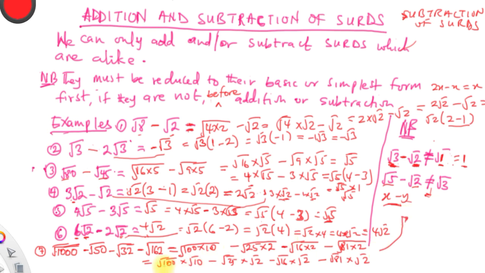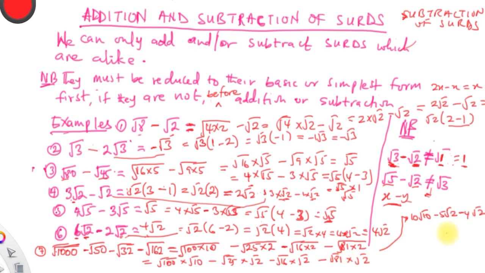So what is this? The square root of 100 is 10. So we get 10 times the square root of 10, which is 10 root 10. Then the square root of 25 is 5, so minus 5 times the square root of 2, which is 5 root 2. And the square root of 16 is 4, so we get minus 4 times the square root of 2, minus 4 root 2.